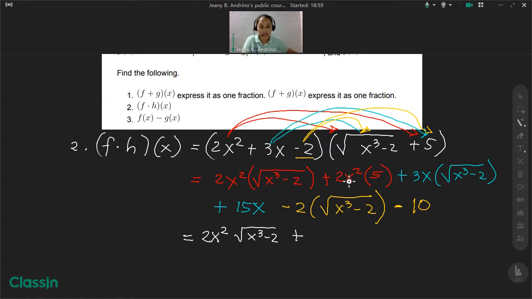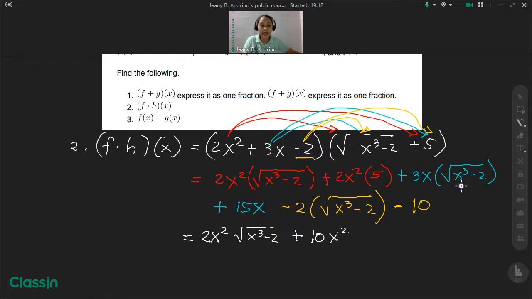We have plus 2x squared times 5. So this time, we have a number to be multiplied to 2x squared. So we'll be multiplying number to number. So 2 times 5, that's 10. And then we simply copy x squared. Next, we go for this one here.